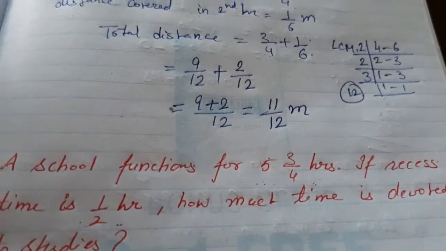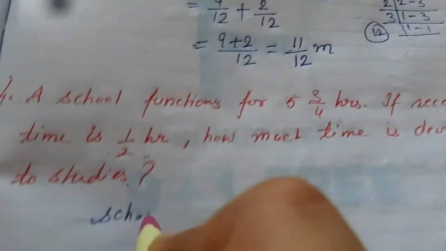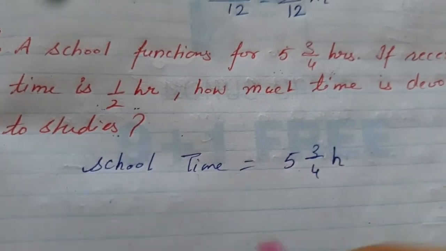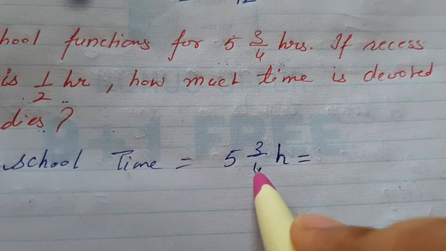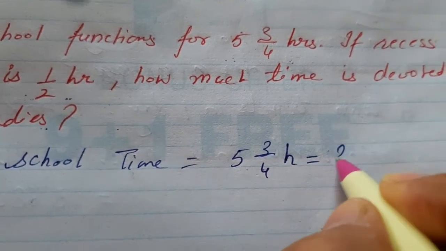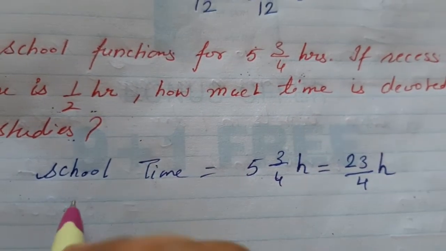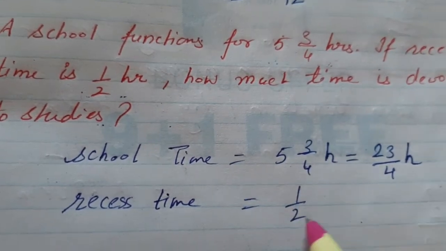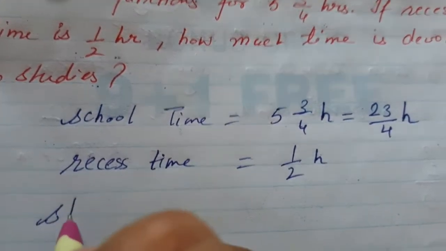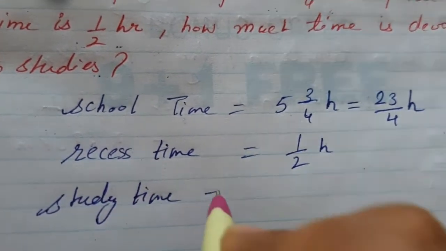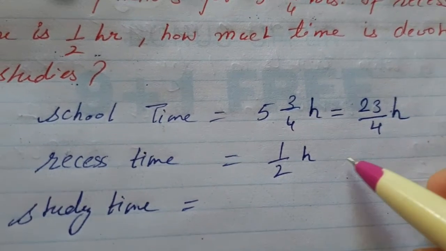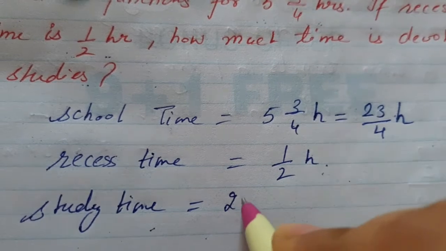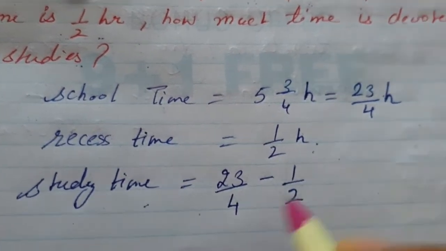Clear? So first of all, we will write down here school time, that is 5 and 3 by 4 hours. So we will change it into improper. 4 5s are 20, 20 plus 3, that is 23 by 4 hours. Now recess time, that is half an hour. Now we want to find out the study time. So what will be the study time? This is the total time. This is the time for recess, and if we want to find out the study time, we have to subtract both. 23 by 4 minus 1 by 2.